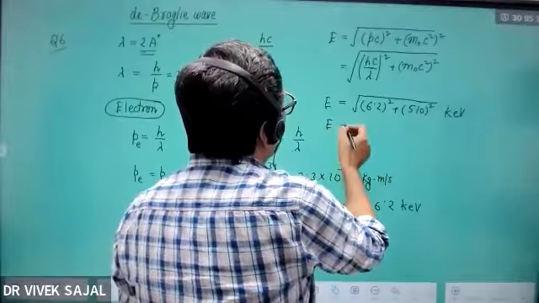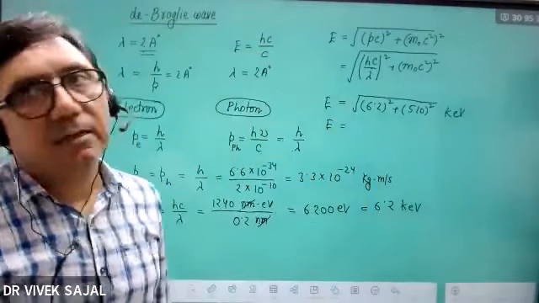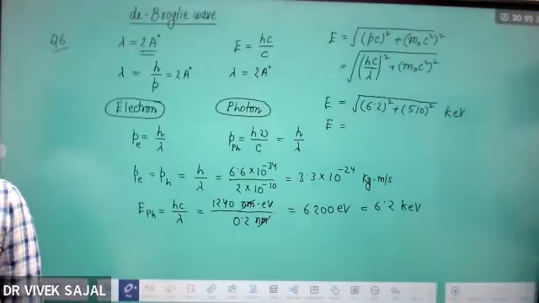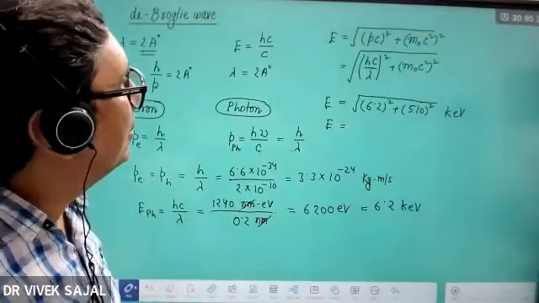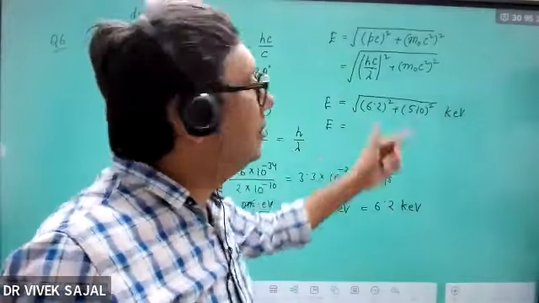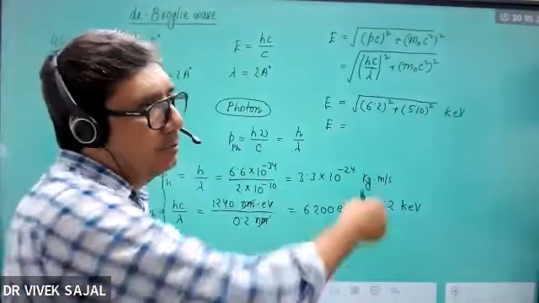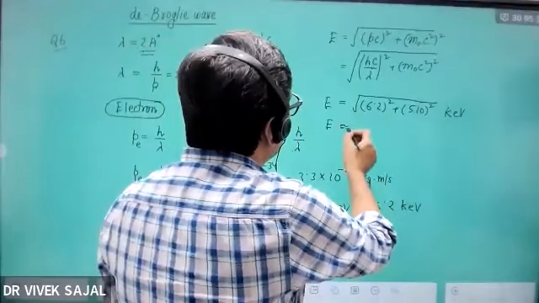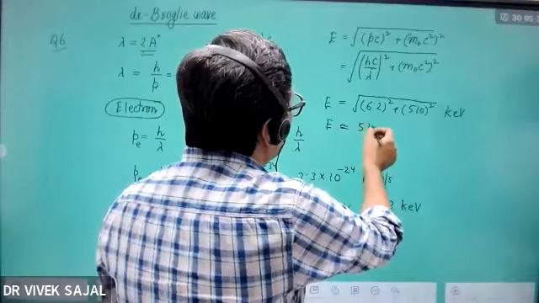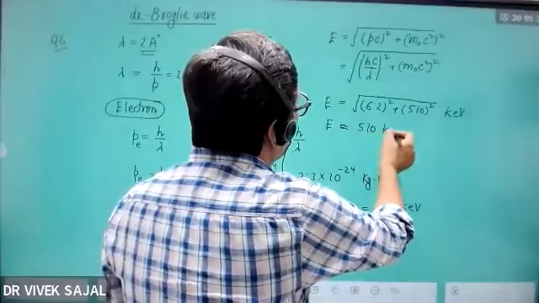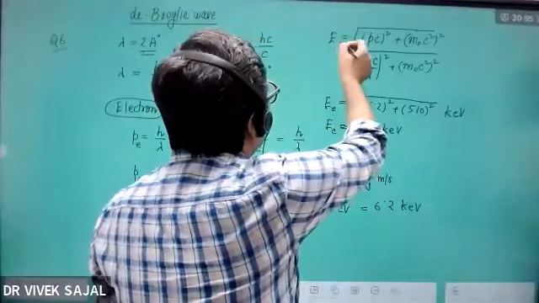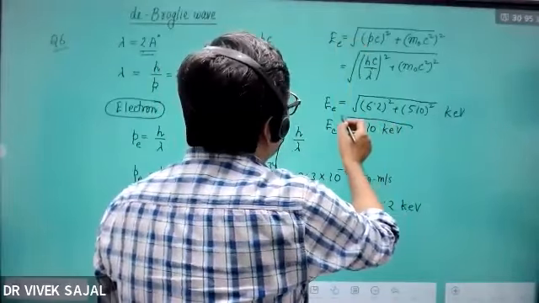So what will this be in terms of keV? Tell me, how much will it be? Try to understand. This is 510 square. This is 6.2 square, 36 only. And this will be very large. So roughly you can say it will be 510 keV. Roughly. This will be the energy of the electron.